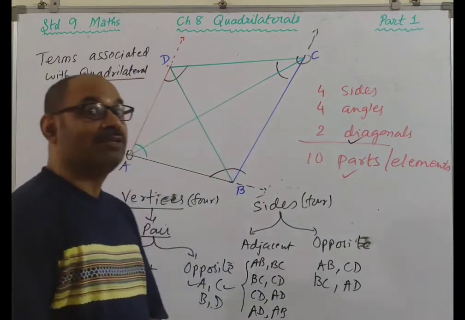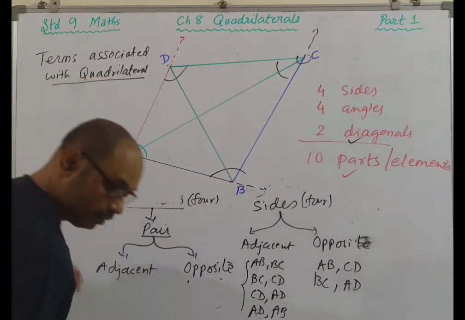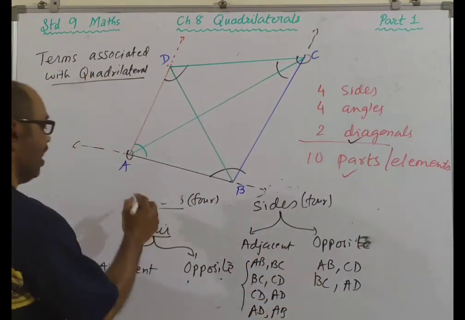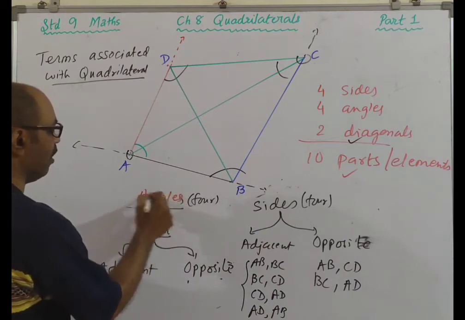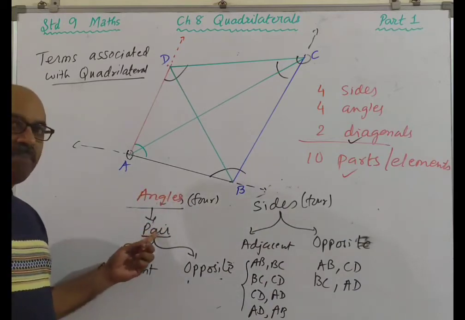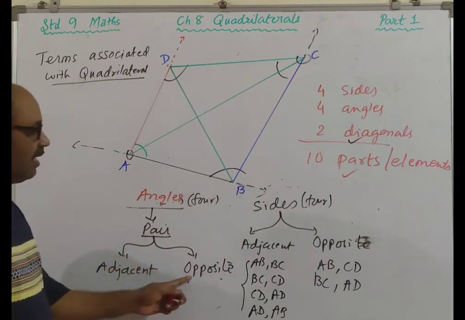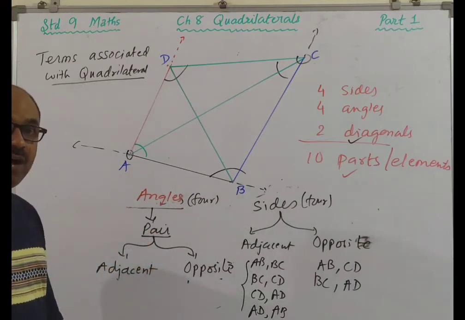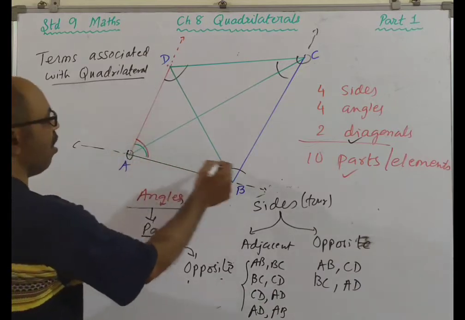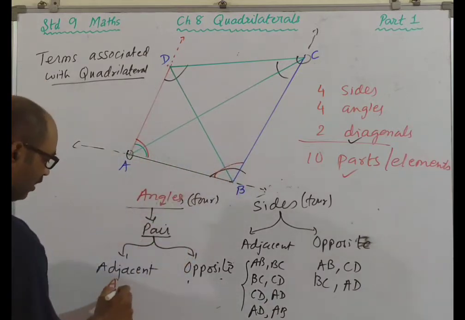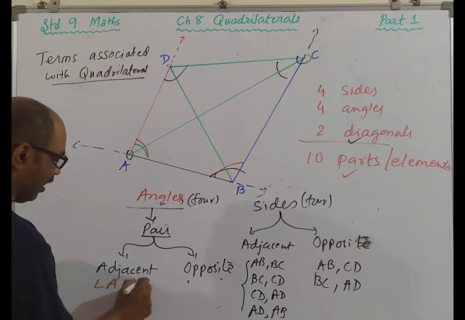Now let's talk about angles. Yes children, angles are also 4 in number for a quadrilateral. And now if you take pairs, you will get 2 types: angles which are adjacent pairs and angles which are opposite pairs. So take A and B together, angle A and angle B.